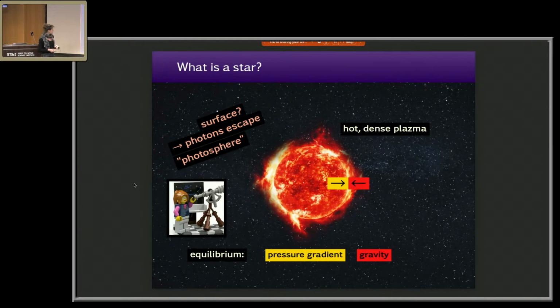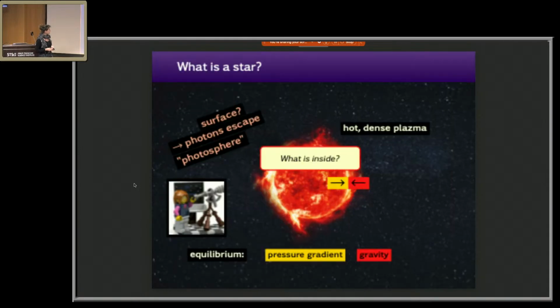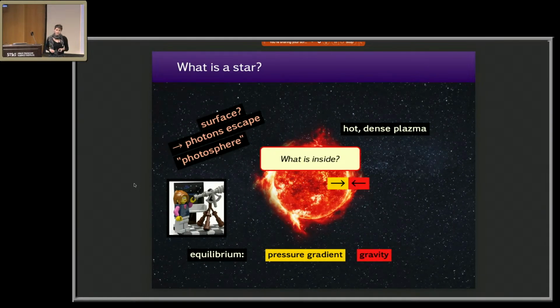Okay, so this is what we see. The photosphere is where we see the photons coming from. Okay, next question. What is inside? How do we know what's inside? I heard nuclear fusion before, so that's good. Why do we know what's inside? What is the main method?